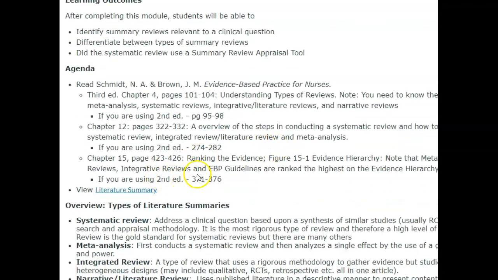So, Schmidt and Brown, one of you emailed me and said my numbers are not matching up. I talked to Dr. Reginovic. She said that some of you are using the 2nd edition and some of you are using the 3rd edition. The 3rd edition are the ones with these points, and then I put the 2nd edition readings in here as well.